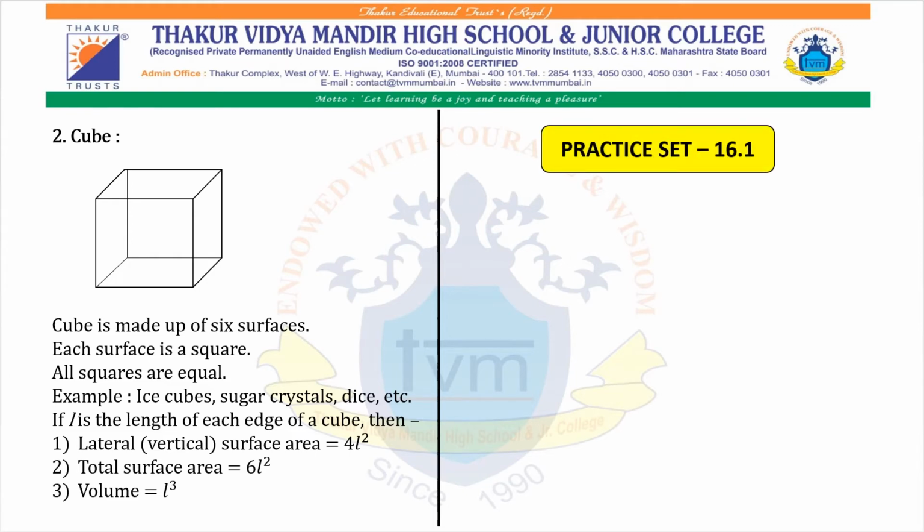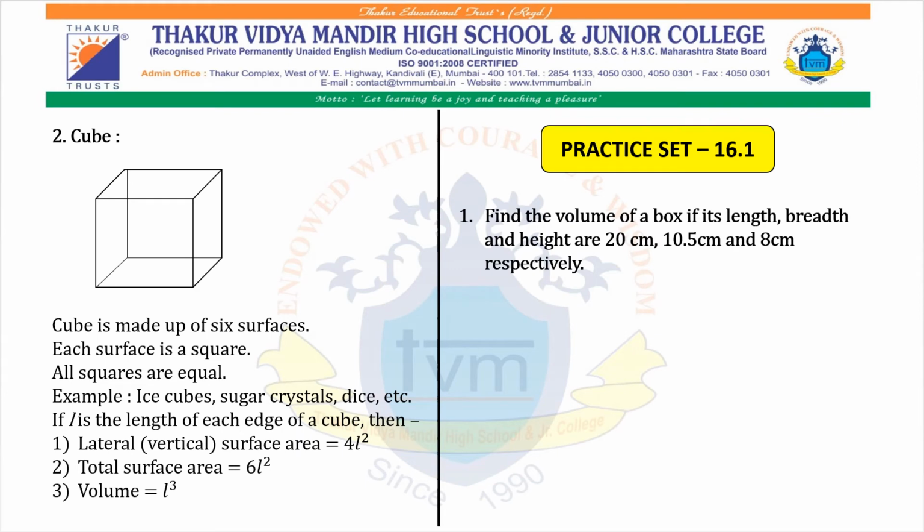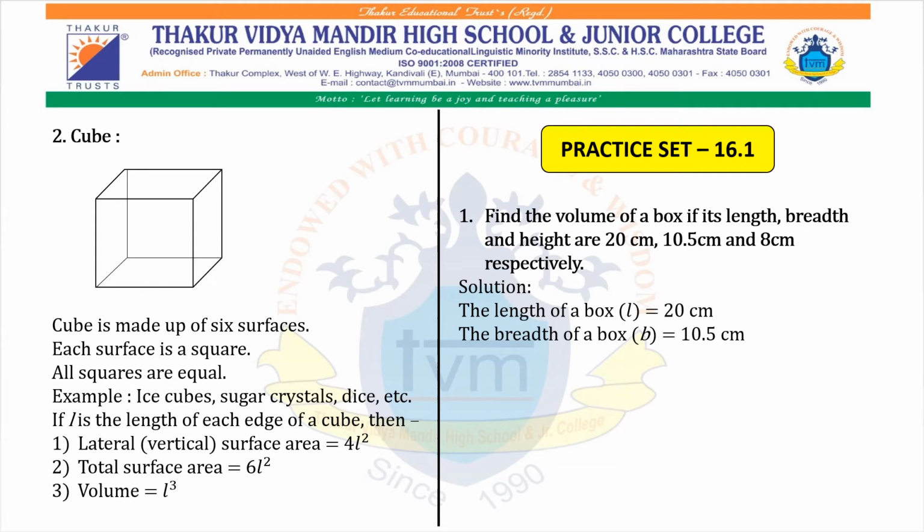Let's see practice set 16.1. Question 1. Find the volume of a box if its length, breadth and height are 20 centimeters, 10.5 centimeters and 8 centimeters respectively. Solution. The length of the box L is equal to 20 centimeters. The breadth of the box B is 10.5 centimeters. The height of the box H is 8 centimeters.